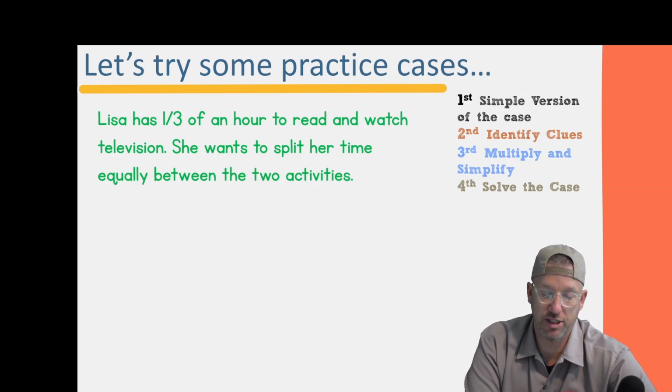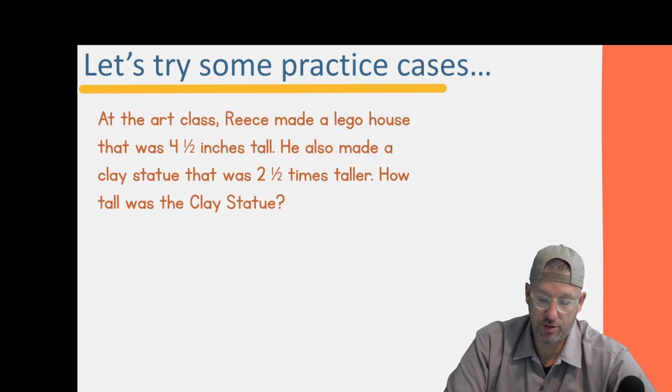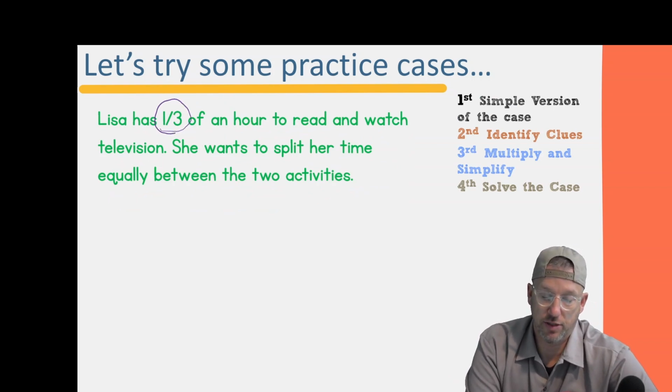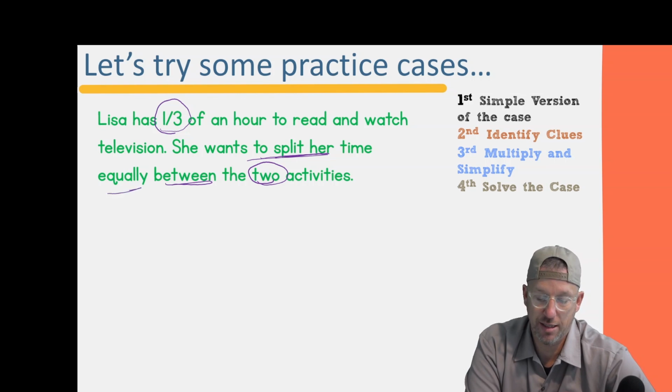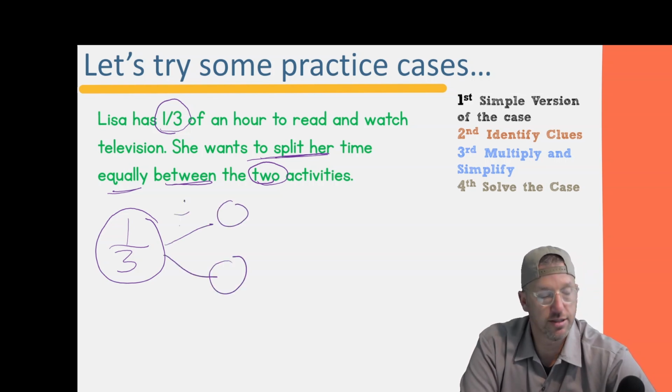She has some time to read and watch television. She wants to do the same amount for each one. Okay, pretty cool. So let's see what that means. So, whoops, I'm sorry. I got to go solve that guy. So then the next thing is identify the clue. She has 1/3 of an hour and she wants to split her time between the 2 activities. Okay. And what are some buzzwords? Has 1/3 of an hour to read and watch television. She wants to split her time equally between the 2 activities. So let's draw a roadmap. Okay, she has 1/3 of an hour. She wants to split it between 2 activities, and split kind of tells us that it's division.